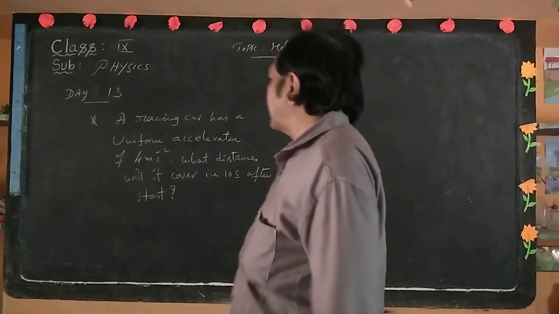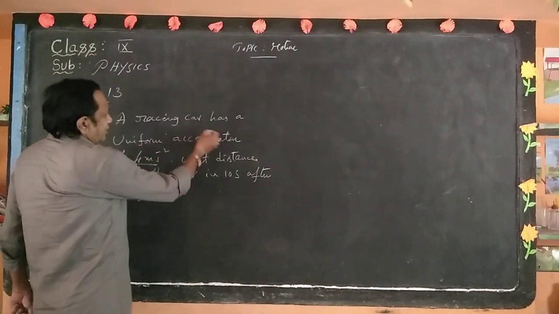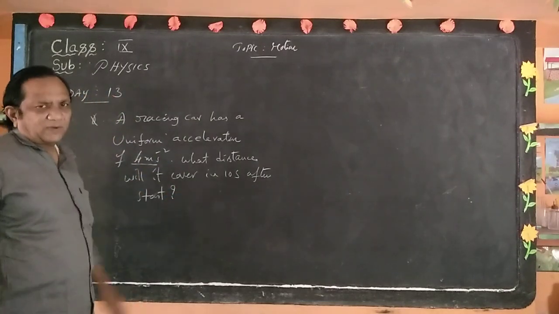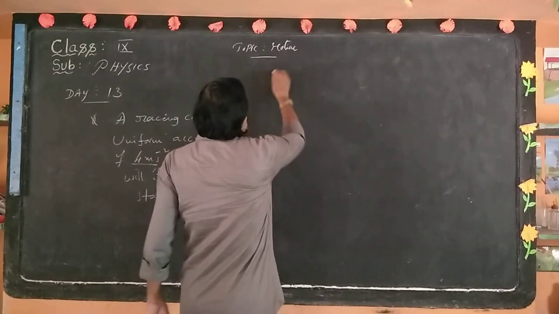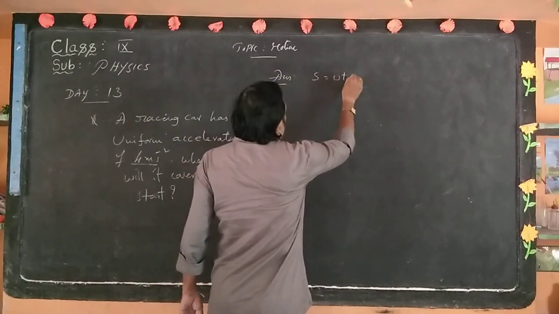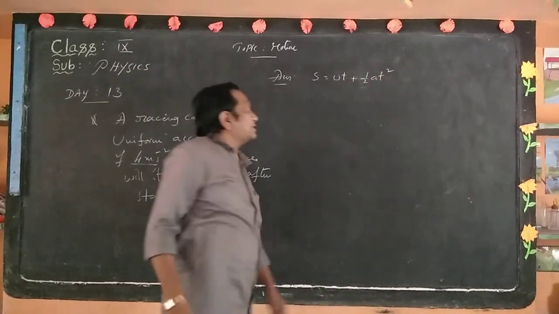For distance, time, and acceleration given, and a car that starts from rest, so u is known. Time is given. That's why we apply the second equation of motion. What is that? s is equal to ut plus half at square. We have to apply this.